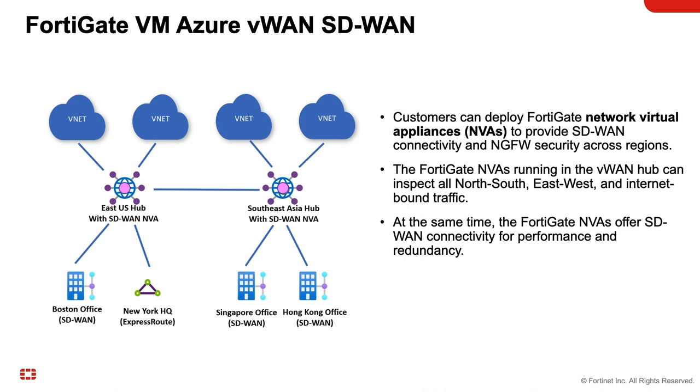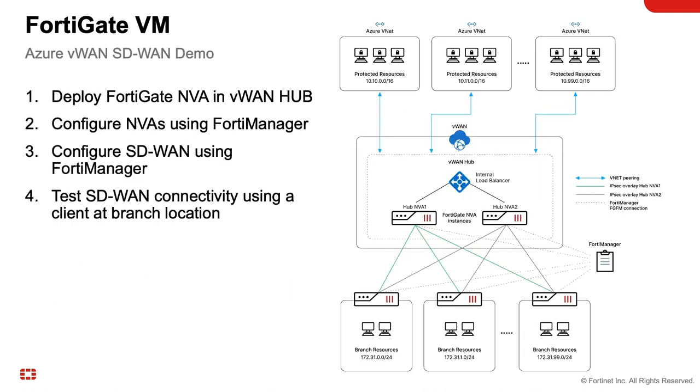Microsoft partners with third-party solution providers, such as Fortinet, to deploy virtual appliances, or NVAs, to a virtual WAN hub. With this integration, customers can deploy FortiGate NVAs to provide NGFW security across regions. The FortiGate NVAs running in the vWAN hub can inspect all north, south, east, west, and internet-bound traffic, as well as serve as an SD-WAN gateway. In this video, we will demonstrate the deployment, configuration, and testing of FortiGate NVAs configured as SD-WAN hub in the Microsoft Azure vWAN hub.